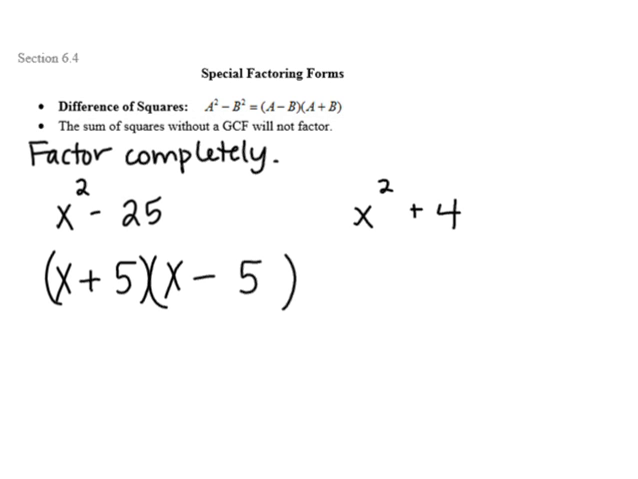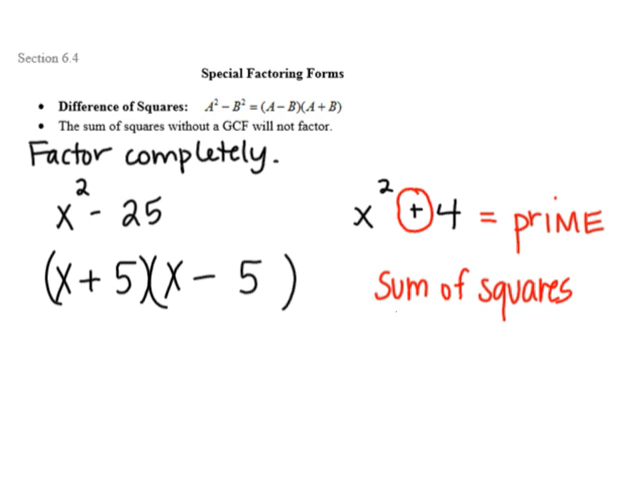Your second rule at the top of the page says that the sum of squares, which means adding, does not factor. So this example here, x squared plus 4, will not factor, and so it's called prime. And the reason it doesn't factor is that you have a plus there. The sum of squares does not factor.